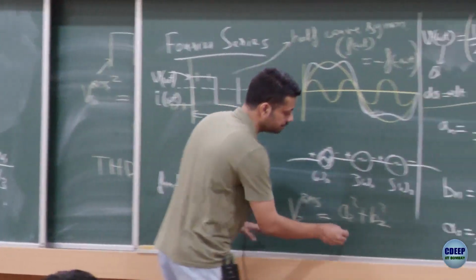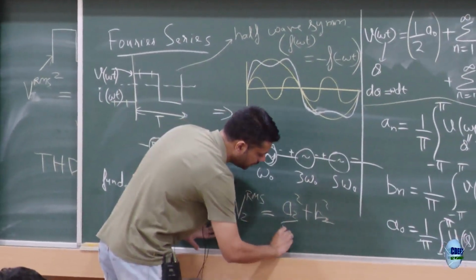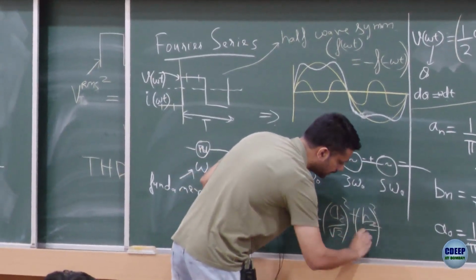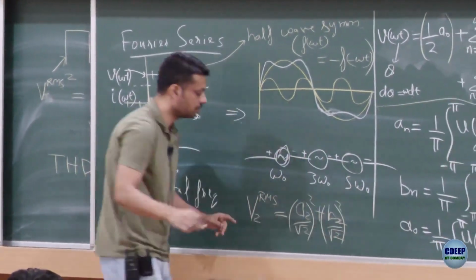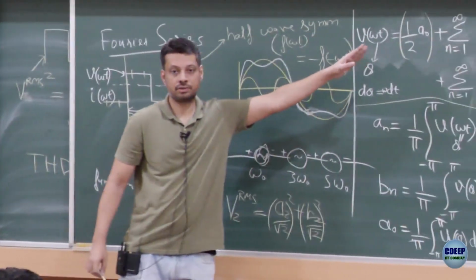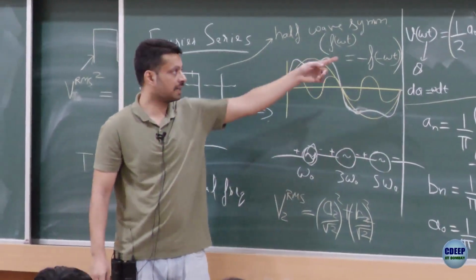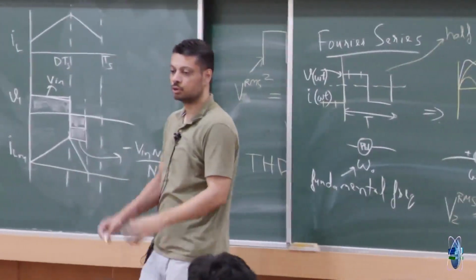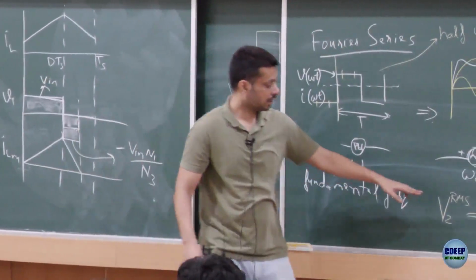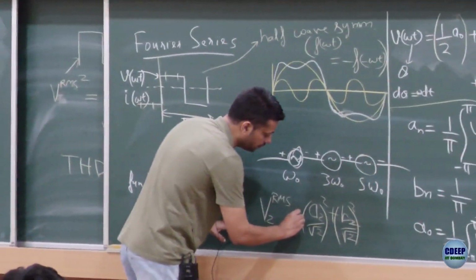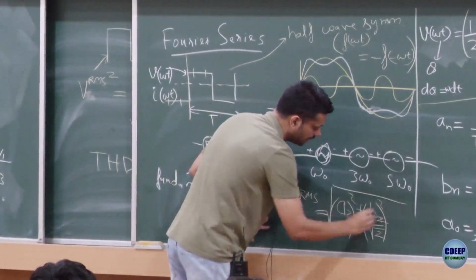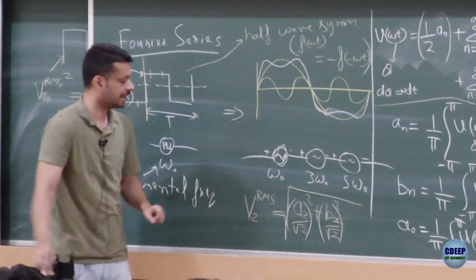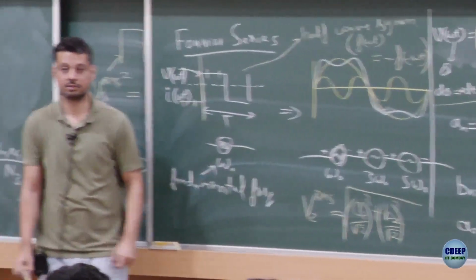Oh, yeah, you are right. Correct. So A2 by root 2. Yes, absolutely. A2 is the peak value, so A2 by root 2 is the RMS of that cosine component. B2 by root 2 is the RMS of the sine component. The total RMS is the square root of the RMS of sine squared plus the RMS of cosine squared. So this is the total second harmonic RMS, right?